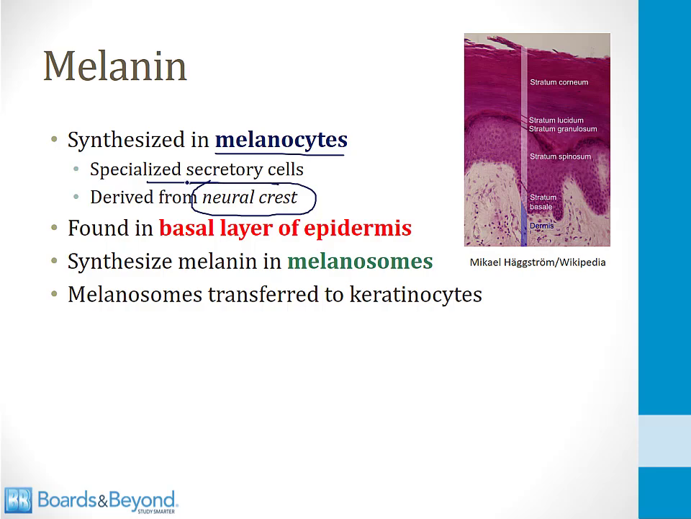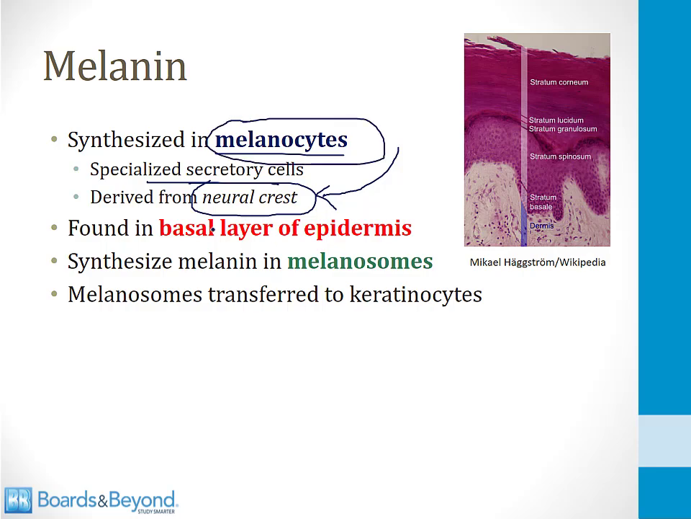So the skin and the central nervous system are often linked embryologically. You may know that both the epidermis and the central nervous system derive from the ectoderm. And this is just another example of how they're linked in that neural crest cells migrate into the skin, and that's what forms the melanocytes.